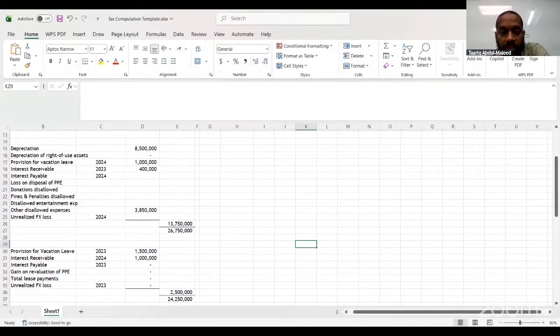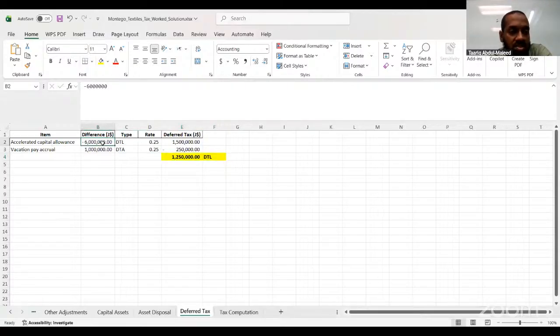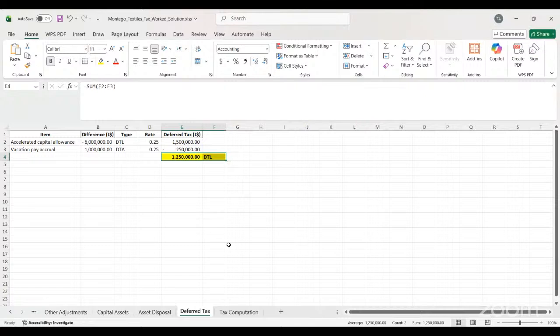All right, for the deferred tax, I'm going to move from the screen a second because we need to look at the deferred tax as well. Deferred tax, accelerated capital allowances, 6 million. That, of course, is a deferred tax liability, 25% of that, 1.5. The vacation is a provision, an accrual, so it's a deferred tax asset. So 25% of the 1,250,000 leaves a net deferred tax liability of 1,250,000. Again, for the deferred tax liability, debit income tax expense, credit the deferred tax liability.